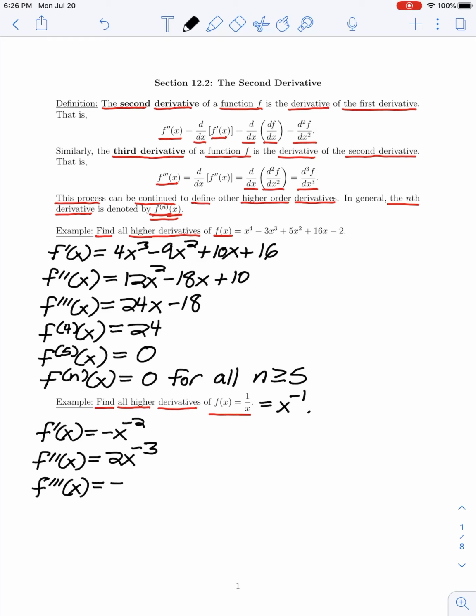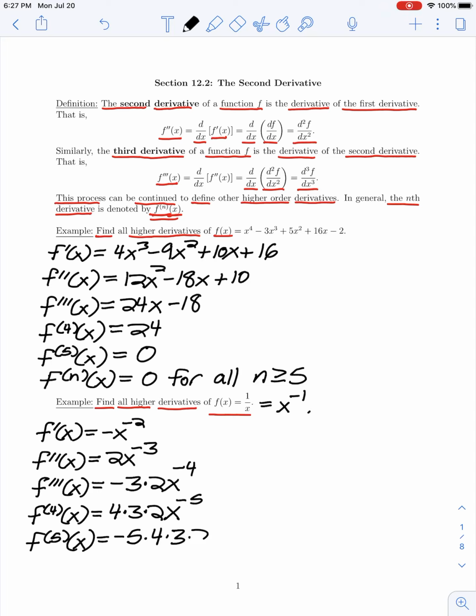So our third derivative, f triple prime of x, is equal to negative, and I'm going to write it in this way. Instead of saying negative 6, I'm going to write this as negative 3 times 2, x to the negative fourth. We'll see why I'm writing it that way in just a moment. Continuing, our fourth derivative would be a positive 4 times 3 times 2, x to the negative fifth. And looking at one more, our fifth derivative would be negative 5 times 4 times 3 times 2, x to the negative sixth.